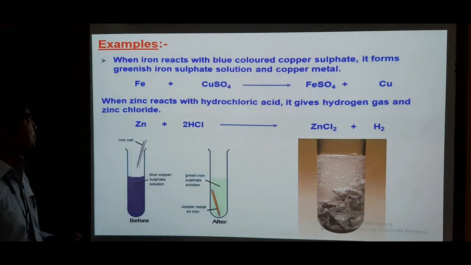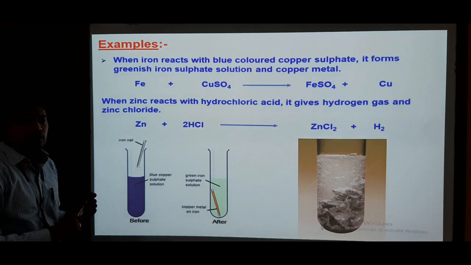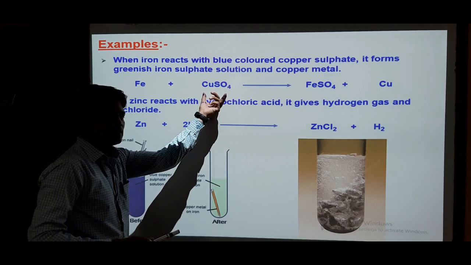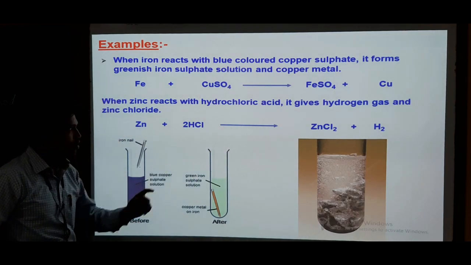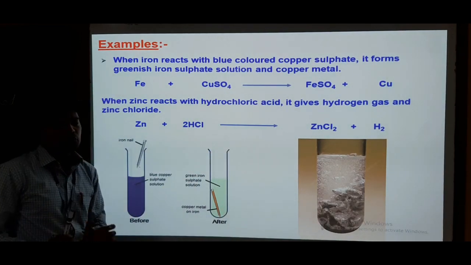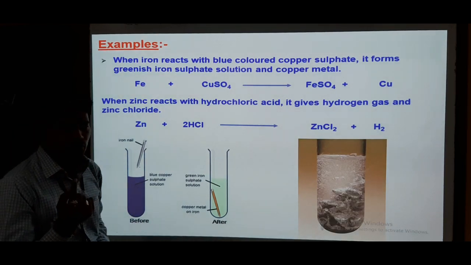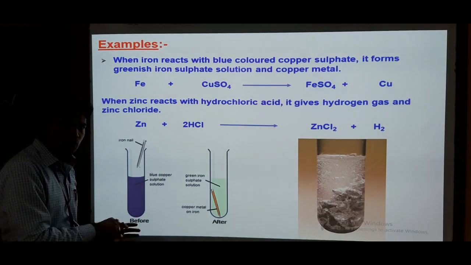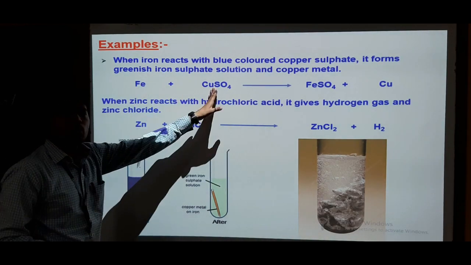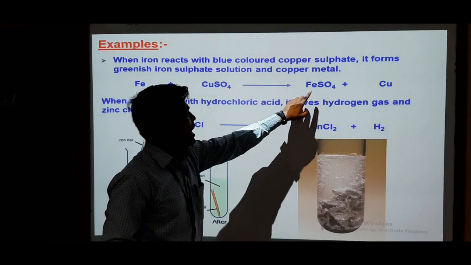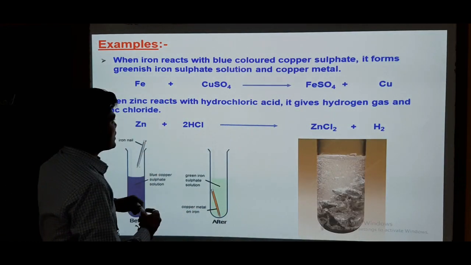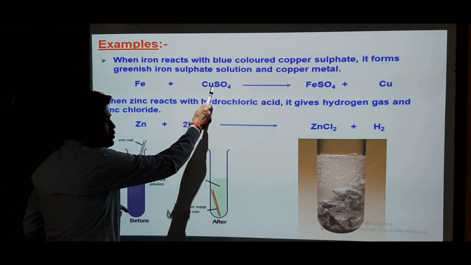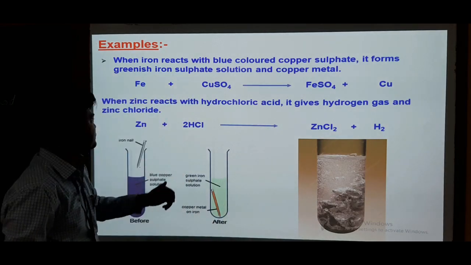So here we have an example. Iron is more reactive than copper. So we take copper sulfate solution in a test tube. Copper sulfate is a solid; we are taking its solution in a test tube, and you can take a piece of nail or some iron filings and put it in the copper sulfate solution. As you insert iron into copper sulfate, it changes into iron sulfate and copper. So here iron is replacing copper, and you get iron sulfate and copper.